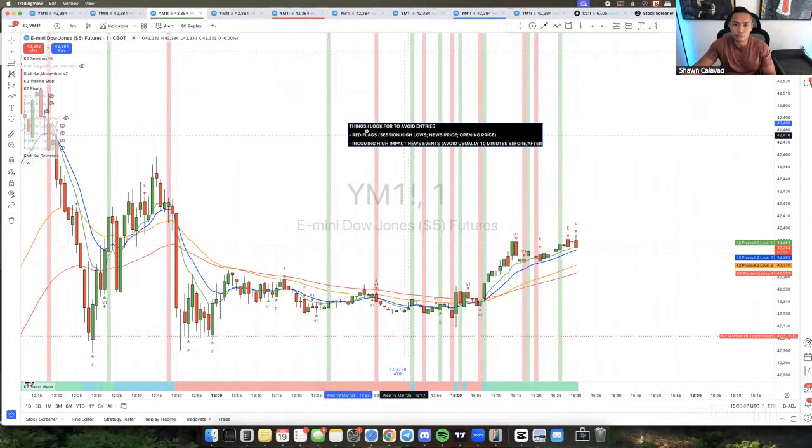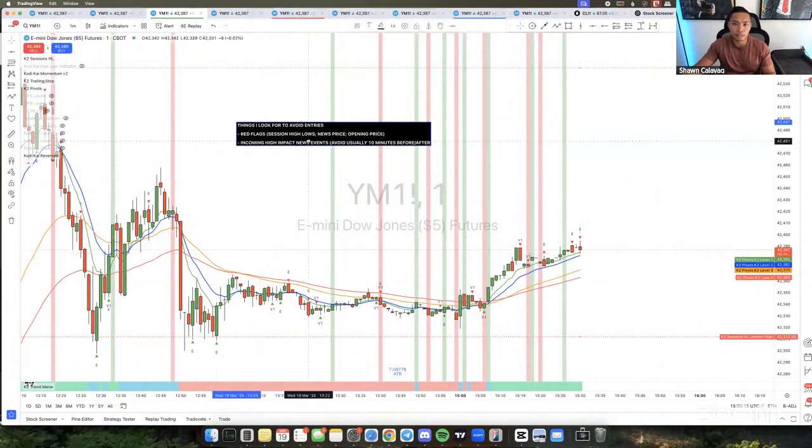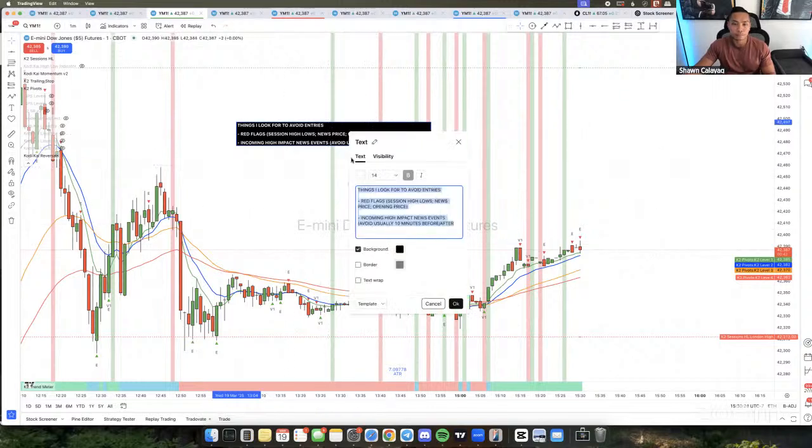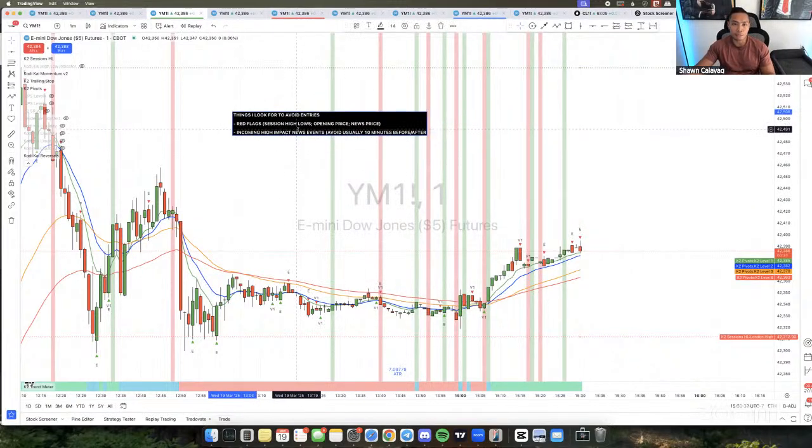I don't really look at too much there. I mainly look for reasons to take the entry, not reasons not to take the entry. The main things would obviously be the red flags. Obviously, the sessions are going to be the biggest thing. News price, sometimes you can ignore it, especially if it's been tested a bunch of times. And then opening price. So if I was to put this in order, it would be sessions, opening price, and then news price. News price isn't as important. It just depends on what the news is. If it's a really high impact news event, then yes, of course, we can avoid it. It's going to act like a magnet.